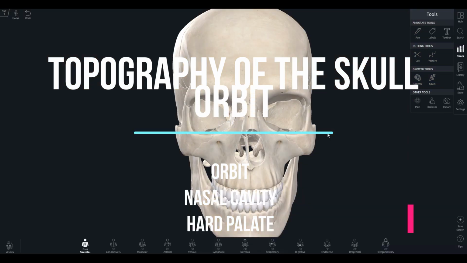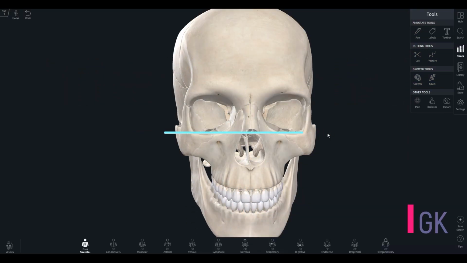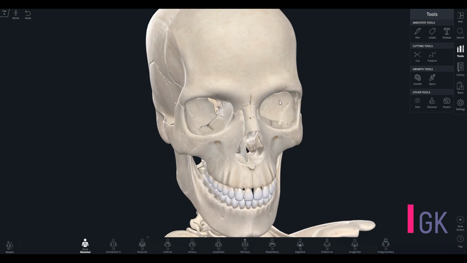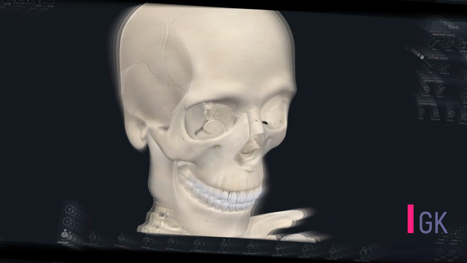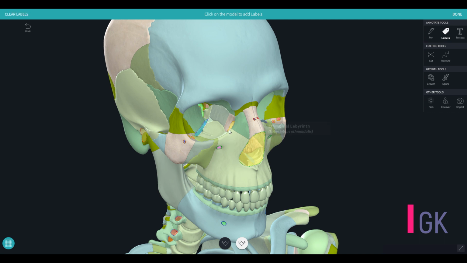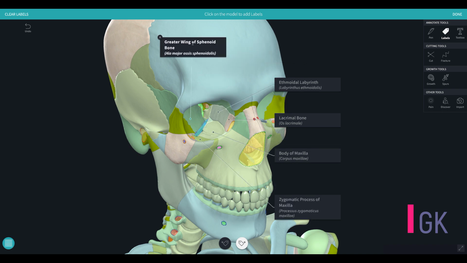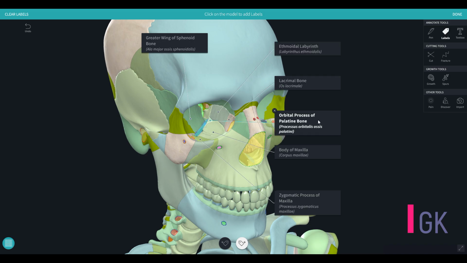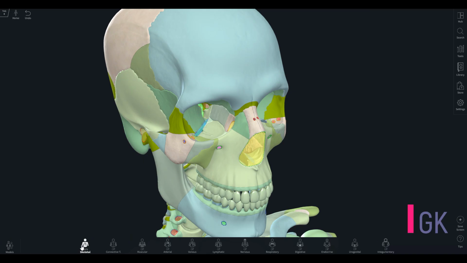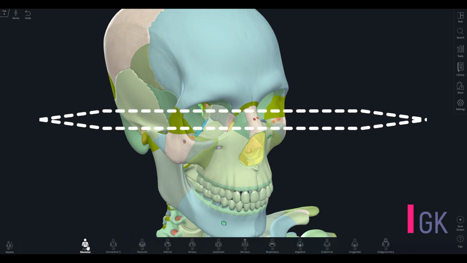The orbit. The orbits are two quadrilateral pyramidal cavities situated on the facial part of the skull, between the facial bones and cranial bones. It is formed by 7 bones, such as the orbital part of the ethmoidal bone, lacrimal bone, orbital part of maxilla, zygomatic bone, and greater wing of the sphenoidal bone. Also, to this part belongs the orbital process of palatine bone. All the 7 bones form the 4 walls of the orbit.